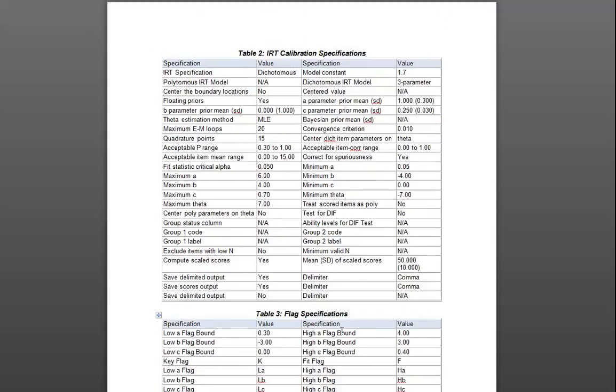The next table provides the IRT calibration specifications. Like the table before, these are not provided so much to be interpretable output, but provided for you for historical purposes. That is, if you were to come back and look at this report a year from now, you'd be able to remember what you did. This is especially true if you run a certain report maybe once a year or once every 6 months. You can be sure that you run it under the same specifications because you can come back and check what specifications you used.